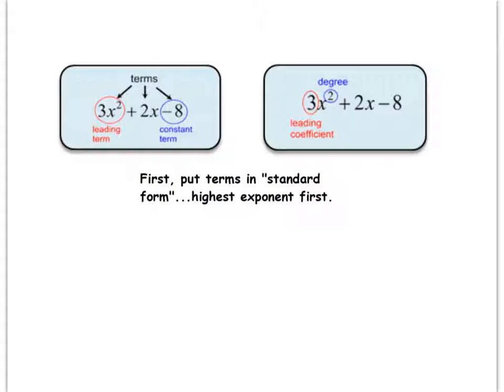Our next vocabulary words are leading term and leading coefficient. Keep in mind that for polynomials, we must first put the polynomial in standard form, meaning the highest exponent needs to be listed first. So this would be our leading term, which you're going to find has some very significant effects on the graph, and the leading coefficient.